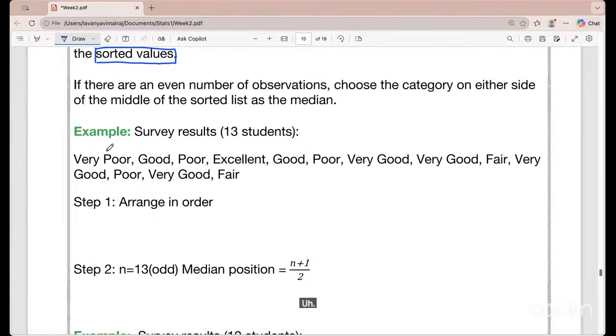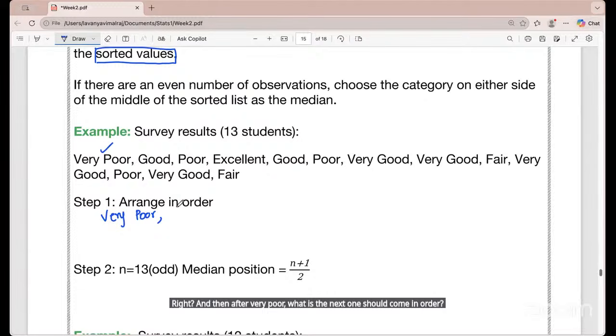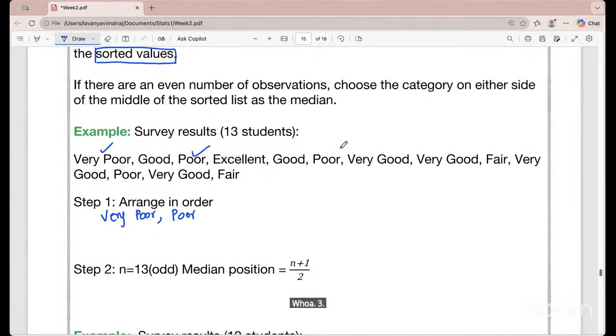4, maybe 4. Very poor. One. Very poor, only one is right. And then after very poor, what is the next one should come in order? Poor. So how many poor are there? 3. 1, 2, and 3.